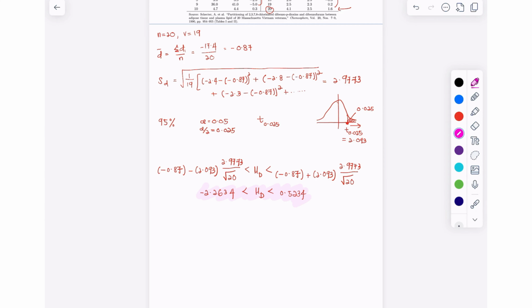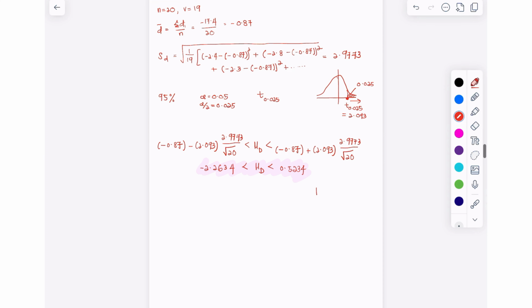So within this interval, we have the value of 0. So it means that maybe mu d would be equal to 0, because 0 is within that interval. If mu d is equal to 0, and we know mu d is mu1 minus mu2, then mu1 minus mu2 is also equal to 0. So mu1 would be equal to mu2.